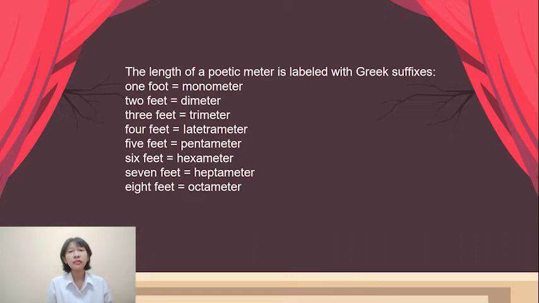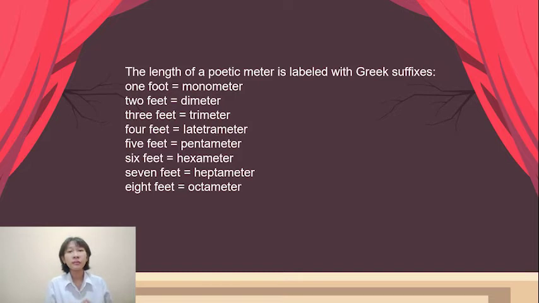The length of a poetic meter is labeled with Greek suffixes. 1 foot is monometer, 2 feet is dimeter, 3 feet is trimeter, 4 feet is tetrameter, 5 feet is pentameter, 6 feet is hexameter, 7 feet is heptameter, and the last, 8 feet, is octameter.